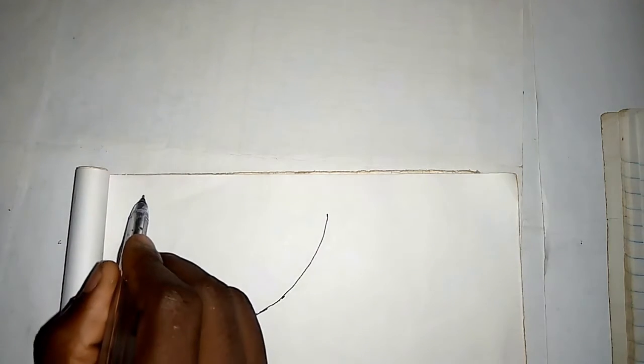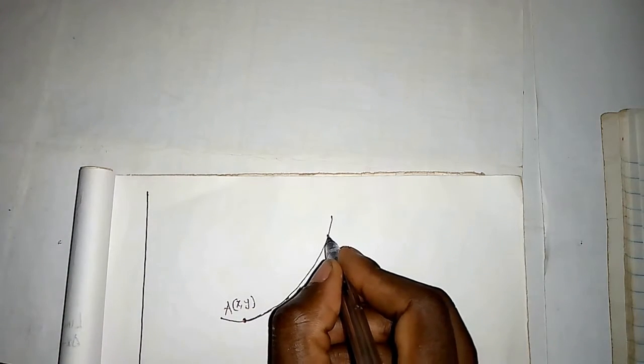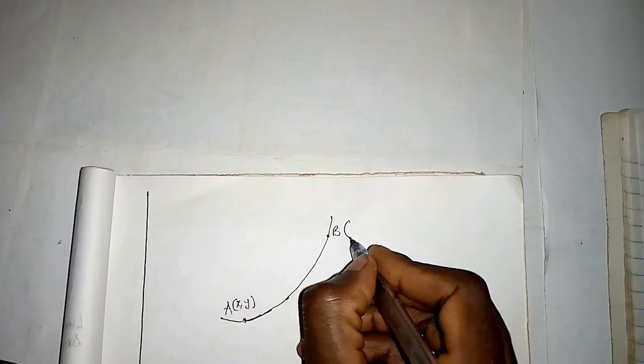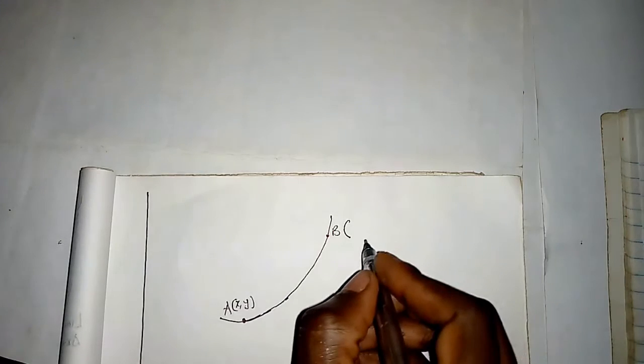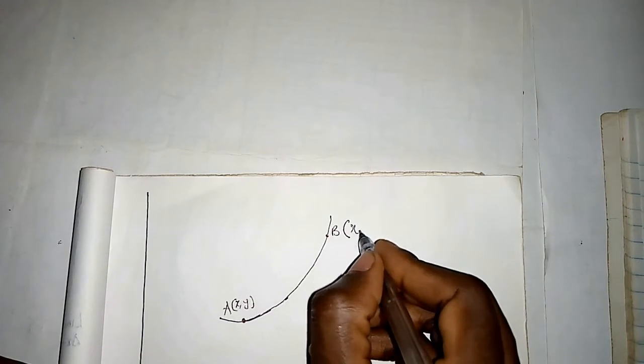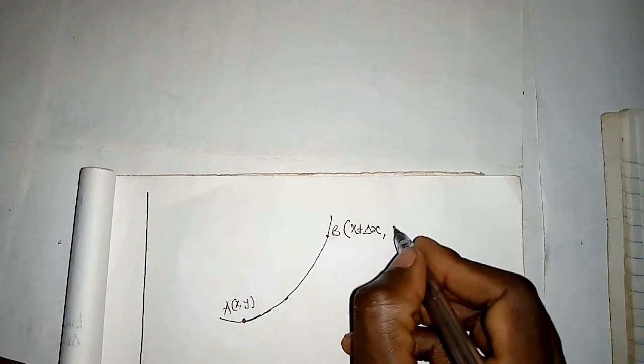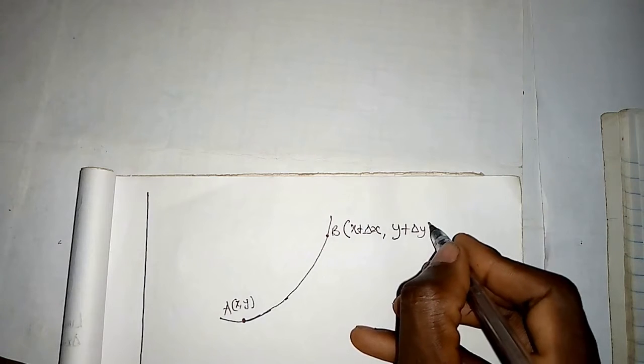Next, let's draw our x and then this is y. Okay, I have my x and then my y axis. And then here there is a point called point A, having the components x and y, and I have another point here which is point B, also having its coordinates to be x plus change of x, and then y plus change of y.